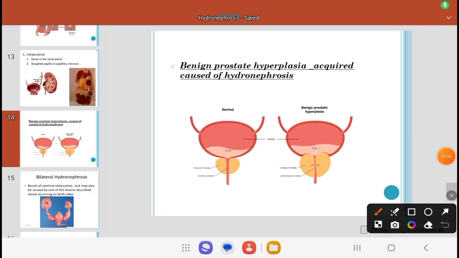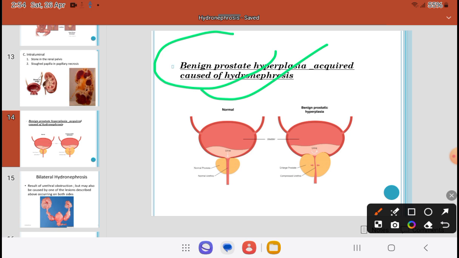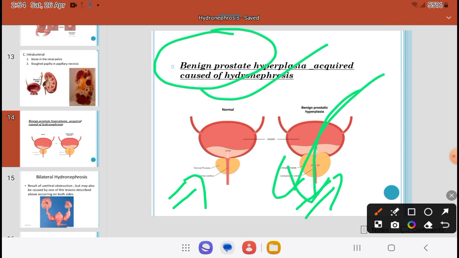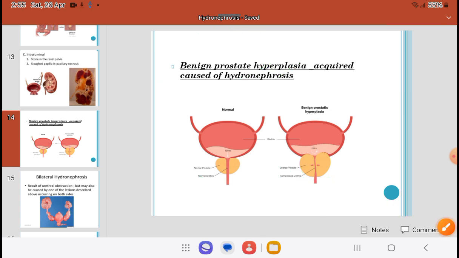This is an acquired cause of hydronephrosis. How? Benign prostatic hyperplasia. This is normal, and there is benign prostatic hyperplasia that obstructs urine flow, and the patient develops hydronephrosis. This is an acquired cause of bilateral hydronephrosis in a patient with benign prostatic hyperplasia. This is very important.